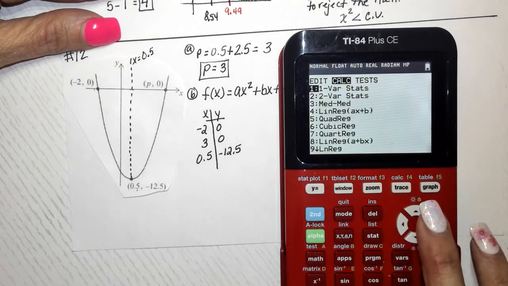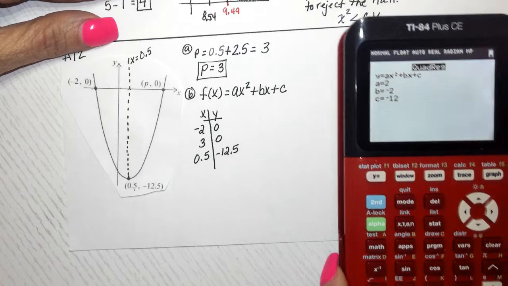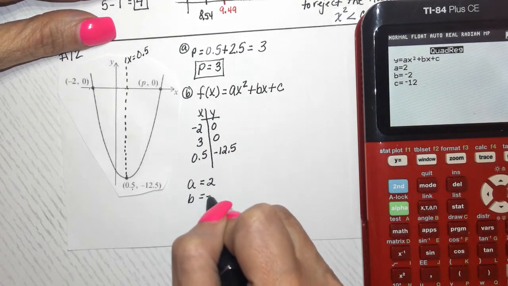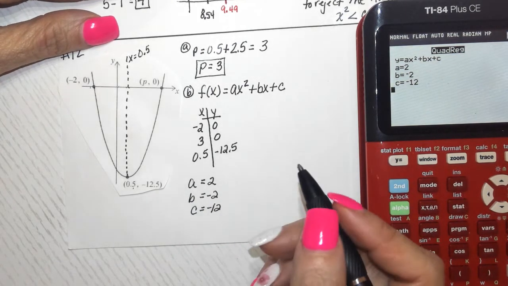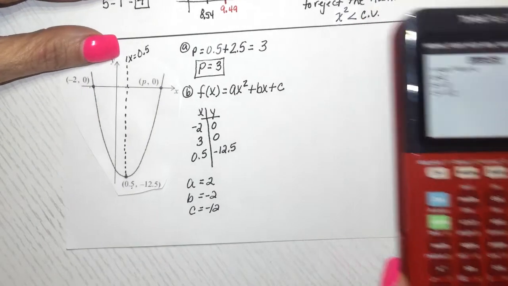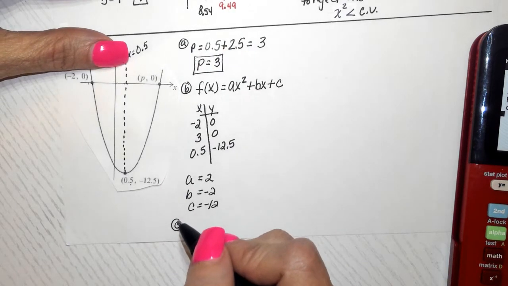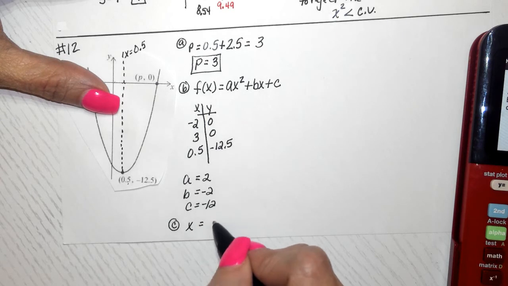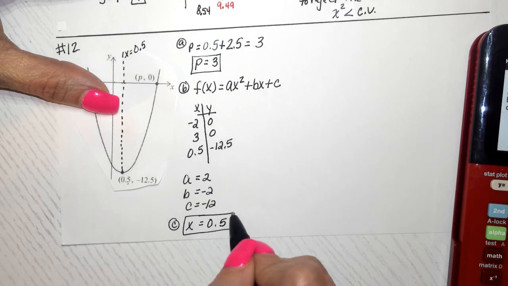Okay, Stat, calculate quadratics. Okay, so there it is. So I would say that A is 2, B is -2, and C is -12. And then part C was write down the equation of the axis of symmetry. Well, you can see that one right there. It's 0.5. You didn't even have to do part B on that one.